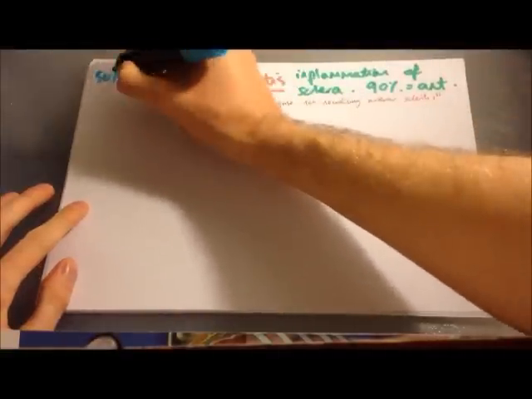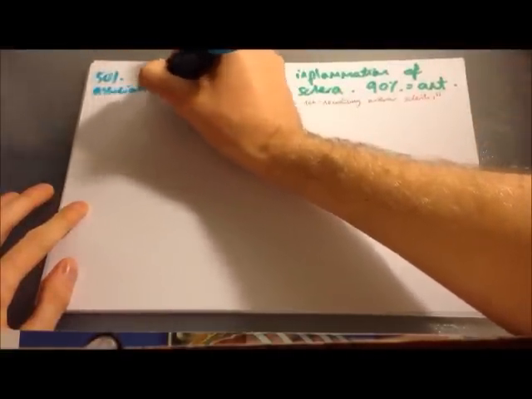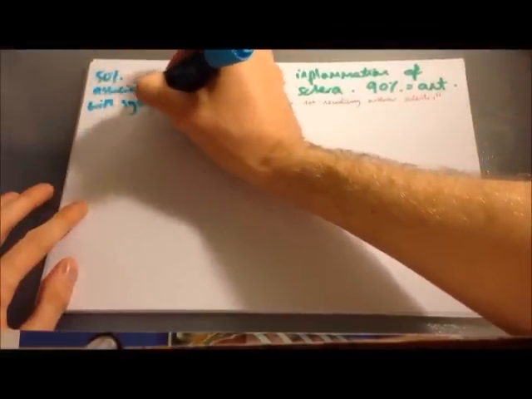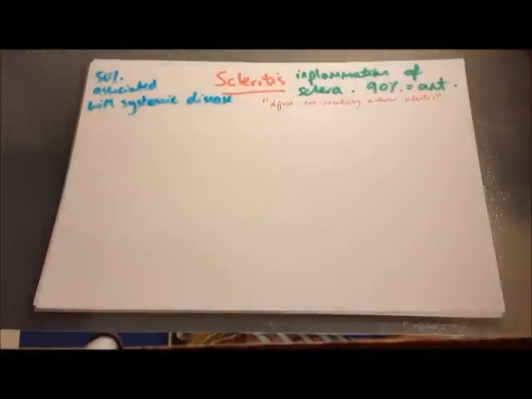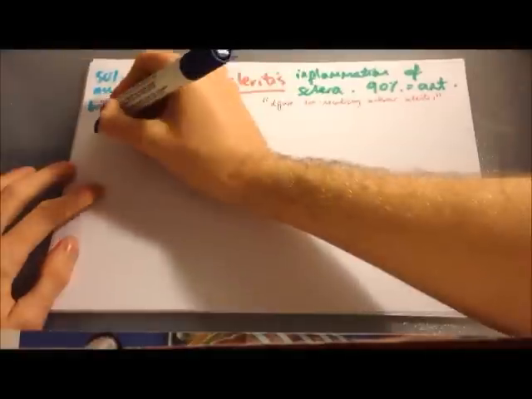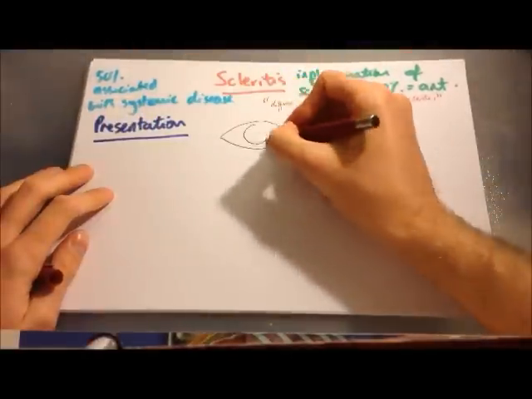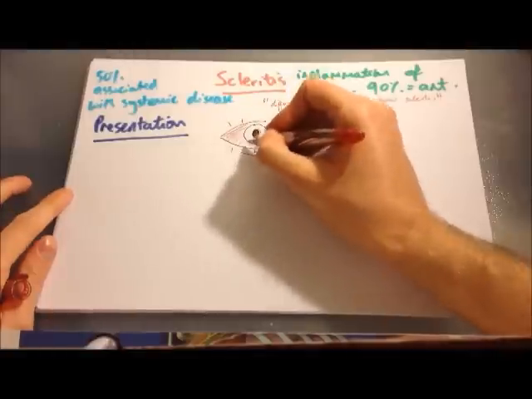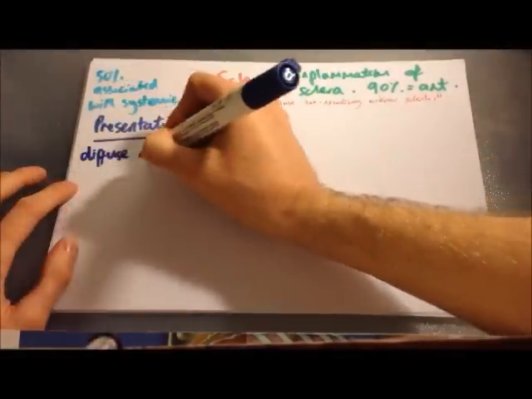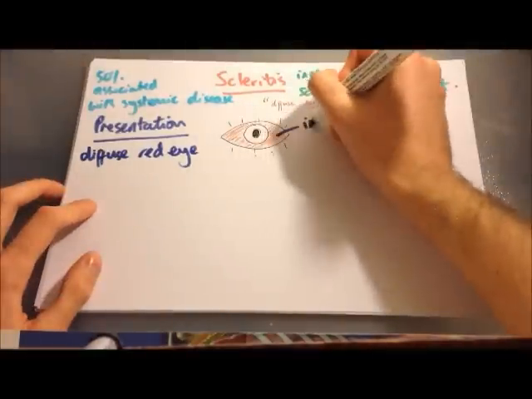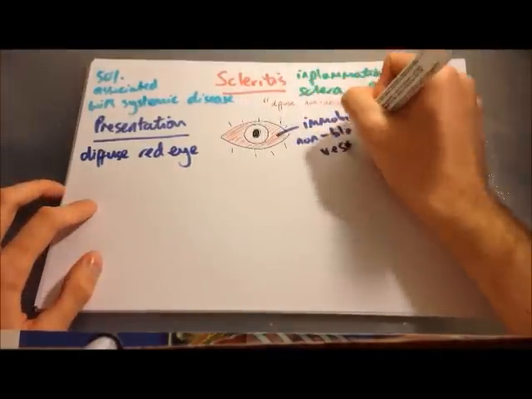As with uveitis, half of scleritis cases are associated with systemic disease, such as rheumatoid arthritis, and it can be an indicator of severe disease if scleritis is present. So the patient will present with a diffuse red eye, so the eye will look completely red, and when you press the vessels they'll be immobile and they won't blanch with phenylephrine.